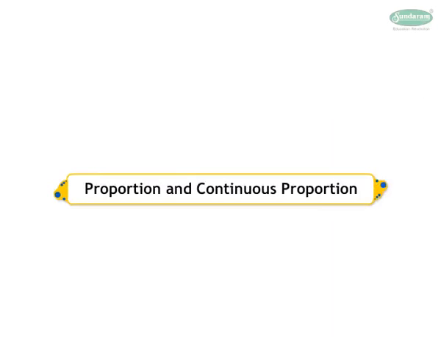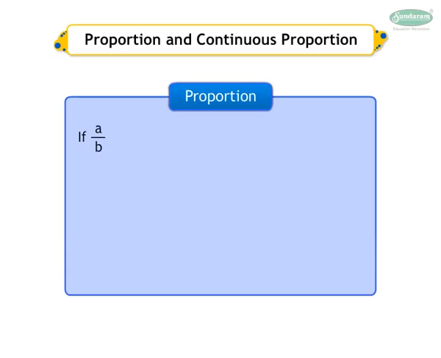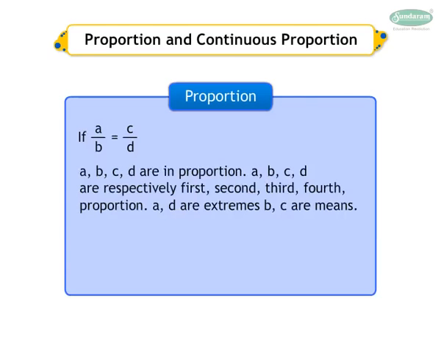Proportion and continuous proportion. Proportion. If A upon B is equal to C upon D, then the numbers A, B, C, D are in proportion. A, B, C, D are respectively first, second, third and fourth proportion. A and D are called extremes and B and C are called means.